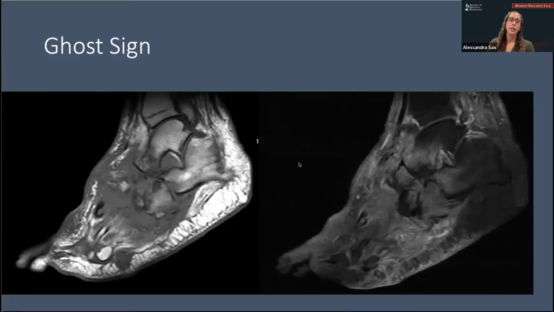This is a case here where we can see at the midfoot that I can really only make out a cuboid bone here. And then when we give contrast, the navicular comes back in. I got a cuneiform here. So these bones are reappearing. They're enhancing because they're infected.